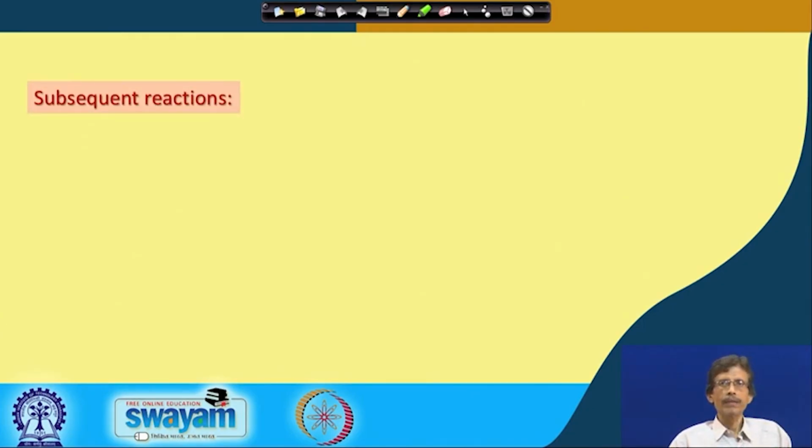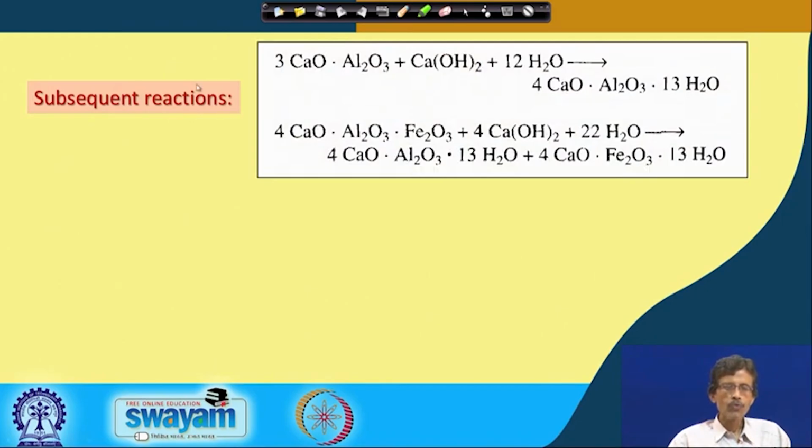Then we see that there will be some subsequent reactions. That means further reactions can take place once your tricalcium silicate and dicalcium silicate have reacted with the water molecules. So, what are those further reactions? Because already we are producing some amount of calcium hydroxide out of that. So, now why do you have the tricalcium aluminate in the cement matrix or the cement powder? Now your tricalcium aluminate will come into the picture, which will react with the calcium hydroxide formed in the previous reaction.